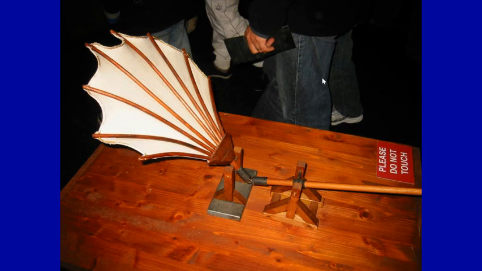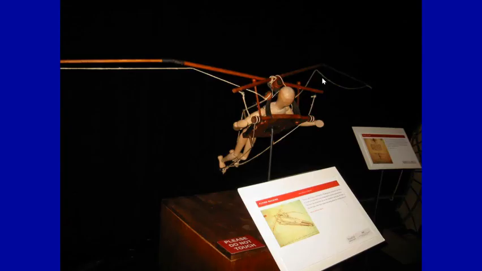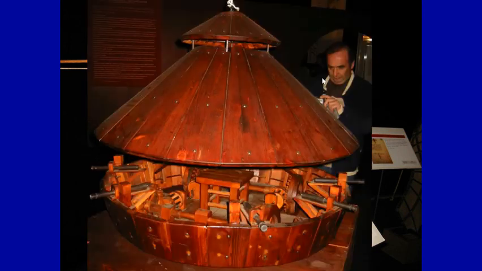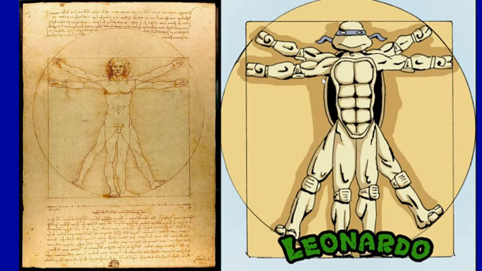Another part of the flying machine. Flying machine. This is the helicopter, the tank. And then this is the joke at the end. So Leonardo, the turtle, is drawn as the Vitruvian Man.